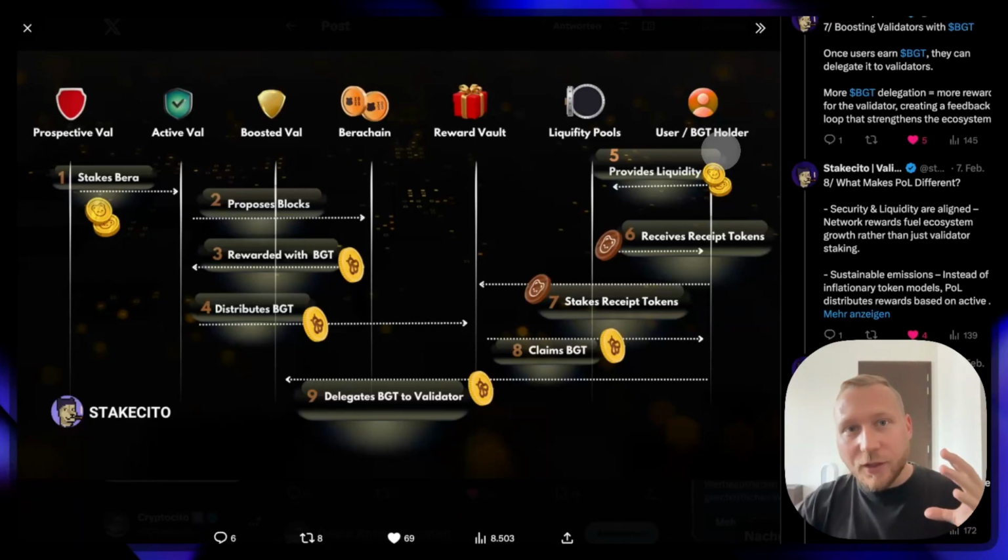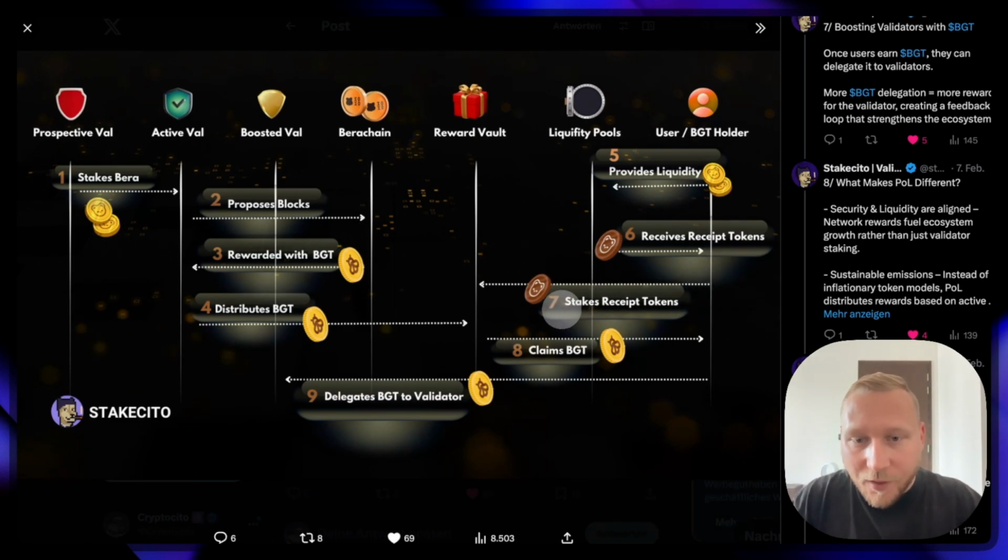For users, instead of just holding Bera or BGT and staking that to a validator like you're probably familiar with in the Cosmos ecosystem, the only way that you can earn BGT, which is also the only way to get BGT because it's a non-transferable token, is that you provide liquidity in reward pools. So by providing your liquidity, you get a receipt token, which you then stake. And once you stake that token, you start earning BGT rewards. This BGT can then be delegated to a validator, which is not called staking, but is actually called a boost.